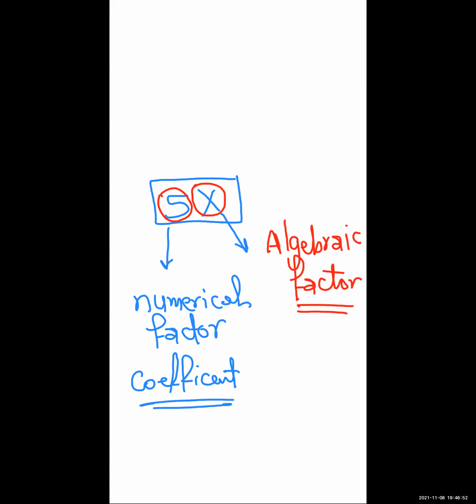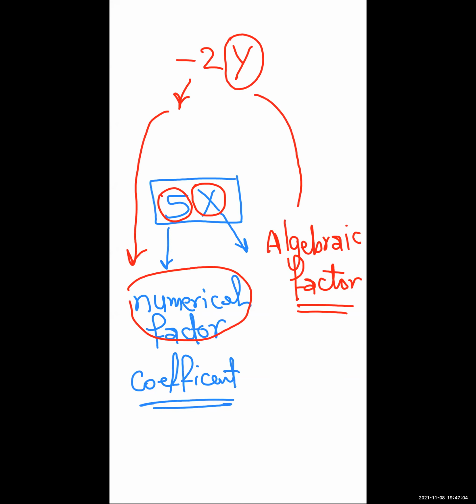So if there is a term like -2y, so -2 is the numerical factor, and y is the algebraic factor. Or we can say that -2 is the coefficient because numerical factor means coefficient.